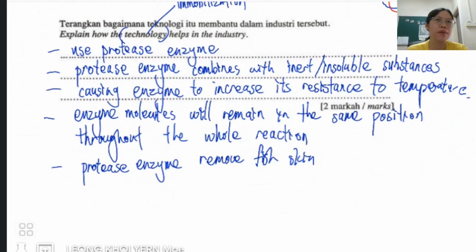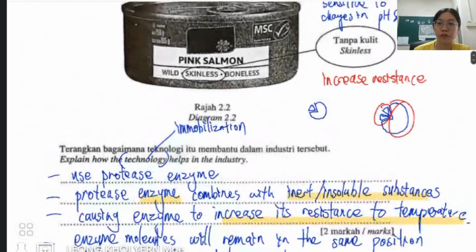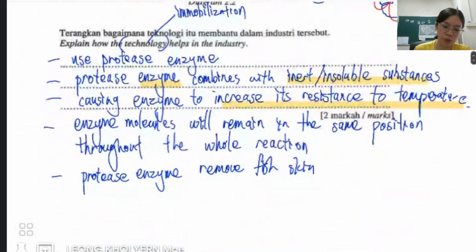So most importantly, this enzyme immobilization technology is where it combines the enzyme with the inert substance, causing this enzyme to be more resistant to the change in temperature. And then the enzyme will remain in the same position, and the end product and the enzyme will be easily separated after the reaction. And another thing you want to add on, since this one is more specific towards this protease enzyme, you can also add on this point.